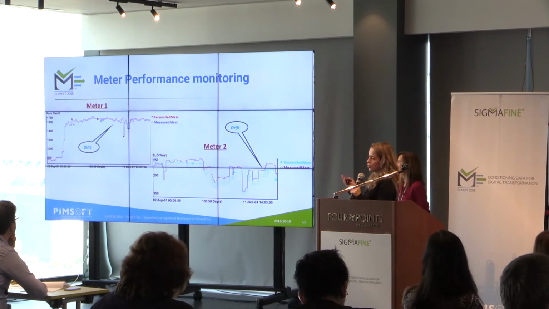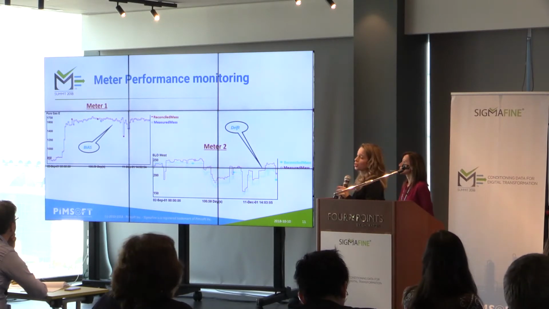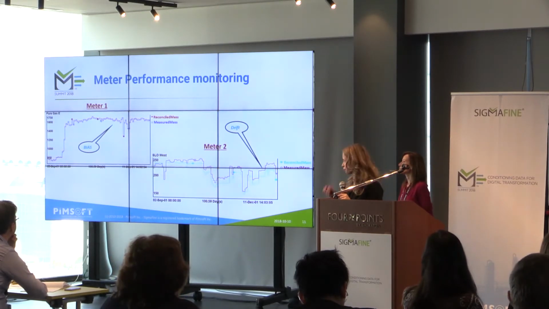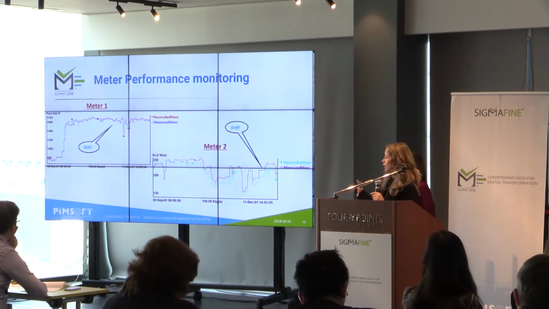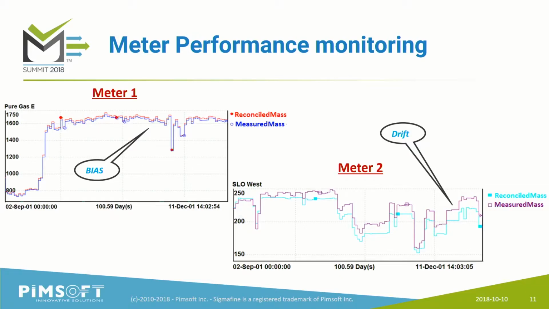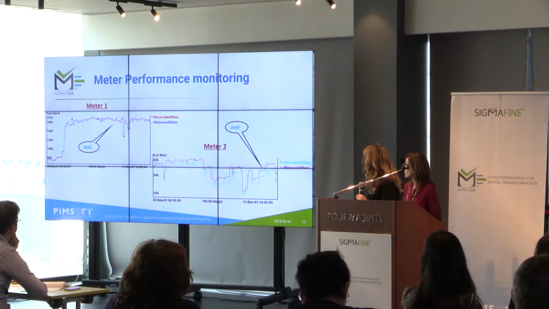Maybe you are in the situation where your instrument is not calibrated. In the second trend, we have a drift error. That means that the correction between the reconciled mass and measured mass grows higher over time, and it can be even worse. That means maybe your instrument is broken.